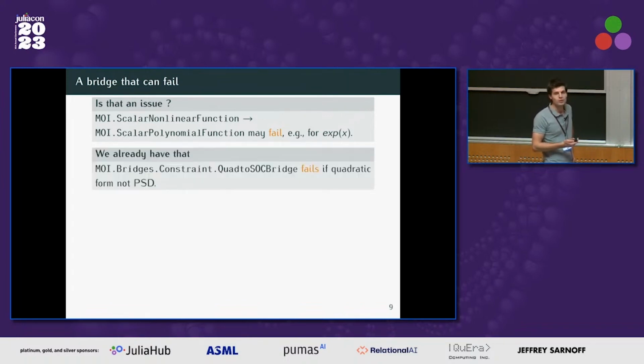Well, actually, we're already doing that, and nobody's complaining. So we have this bridge from quadratic function to second order cone, and this is always failing if your quadratic function is not PSD.